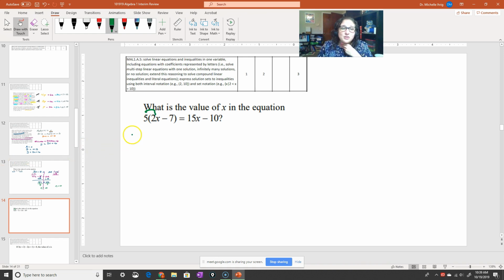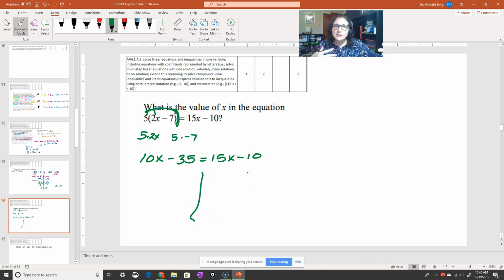So I've got the 5 times the 2x, and I've got the 5 times the -7. Now, here's what's really important. Because this is where the parenthesis ends, I don't take the 5 any farther. Once I hit the parenthesis, I stop everything. I didn't go over to the equal sign. I didn't go to the 15x. I just stopped because I saw the end parenthesis. So I've got 5 times 2x, that's 10x. 5 times -7 is -35. And then I just do my math.